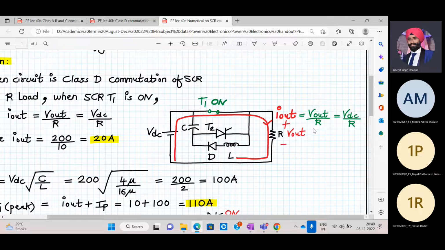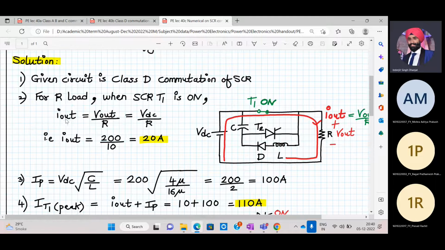I out will be V out upon R, right? Simple. So it will be VDC upon R. So we'll first calculate I out. I out will be V out upon R. That will be 200 upon 10. That will be 20 amperes.